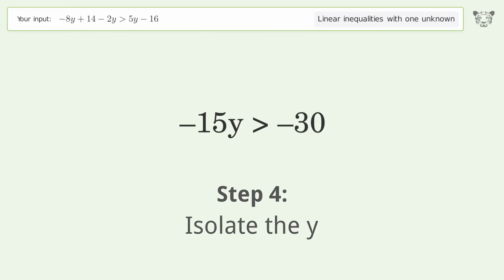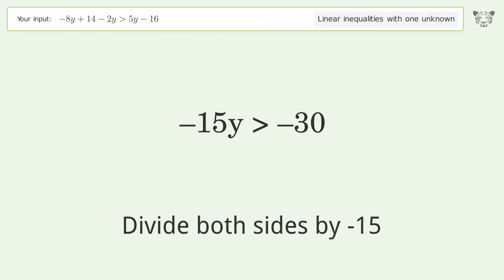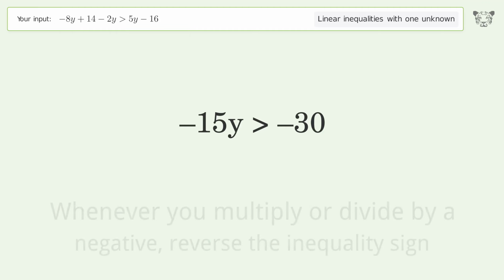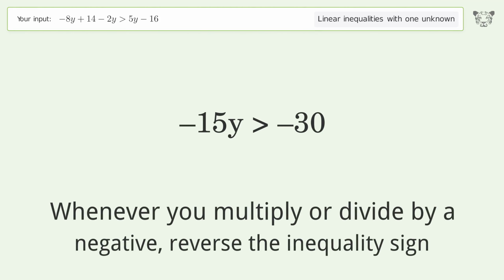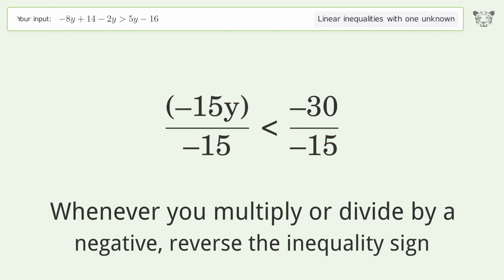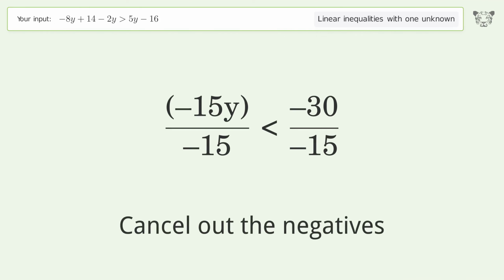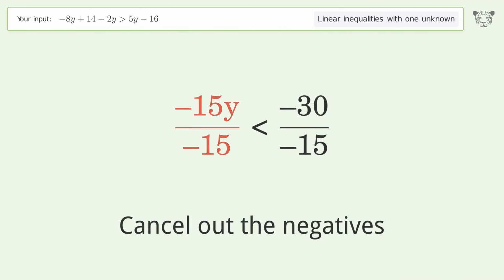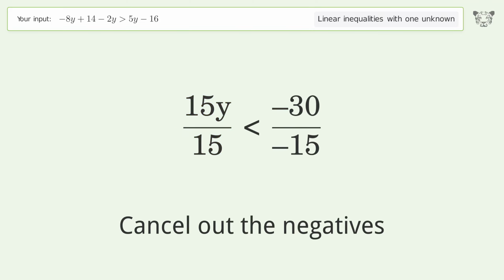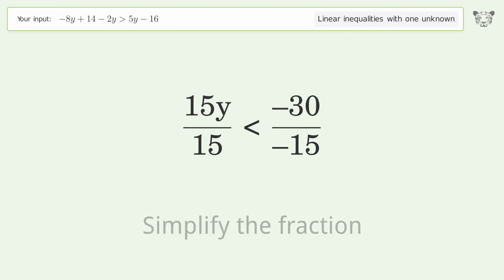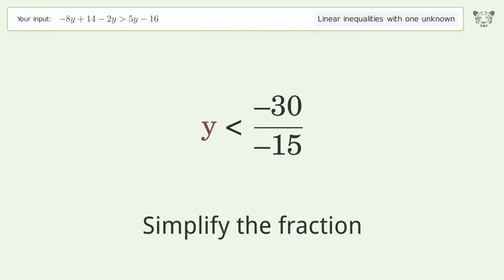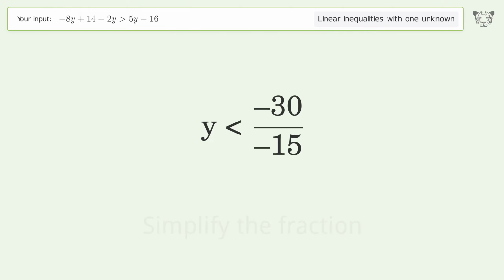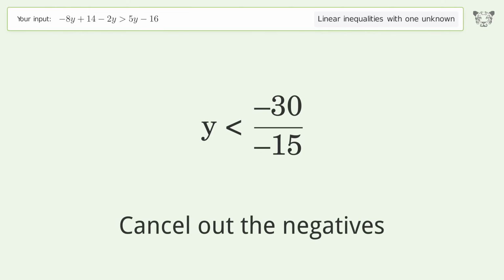Isolate the y. Divide both sides by -15. Whenever you multiply or divide by a negative, reverse the inequality sign. Cancel out the negatives. Simplify the fraction. Cancel out the negatives.